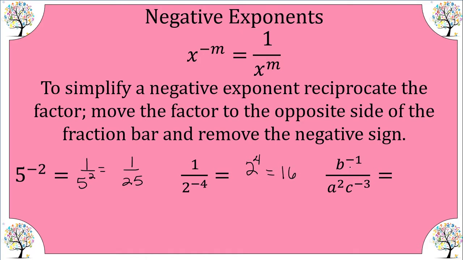Now we have some variables. You simply look at the exponent and move the factor. So b to the negative 1 is not very happy in the numerator. It wants to be in the denominator, so we're going to bring it down. If you want to put the positive 1, you can. I do not. Now a squared is totally fine. It's happy where it is, so we're going to leave a squared where it is. c to the negative third is not very happy, so we're going to make it positive by moving it to the numerator. So we have all positive exponents.